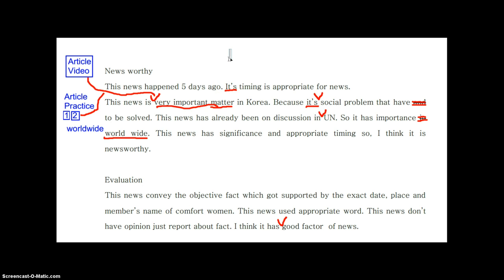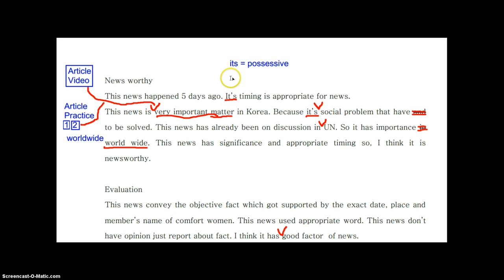If you're going to be using the possessive, you should use "its", such as its timing, its evaluation, its solution. Now, if you want to use the contracted form of "it is", if you want to shorten "it is", you can use "it's", such as "it's a social problem". This is actually very correct.